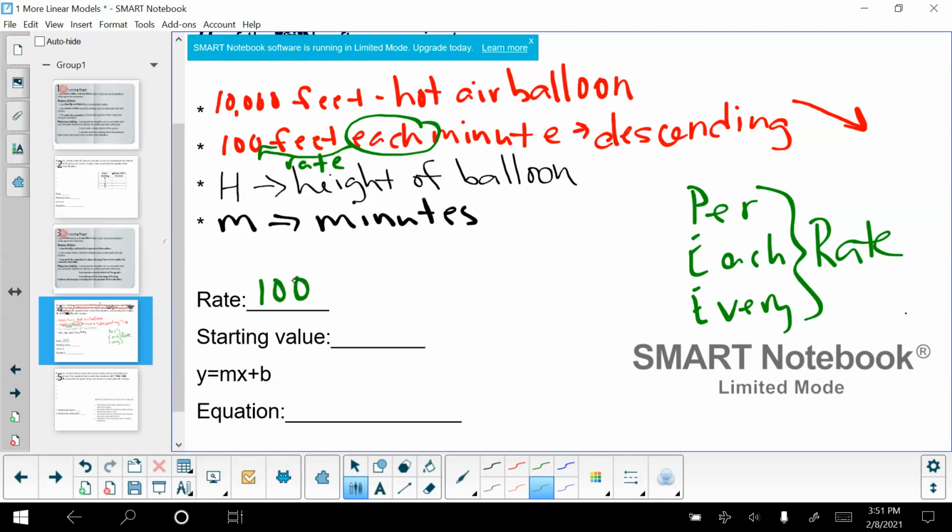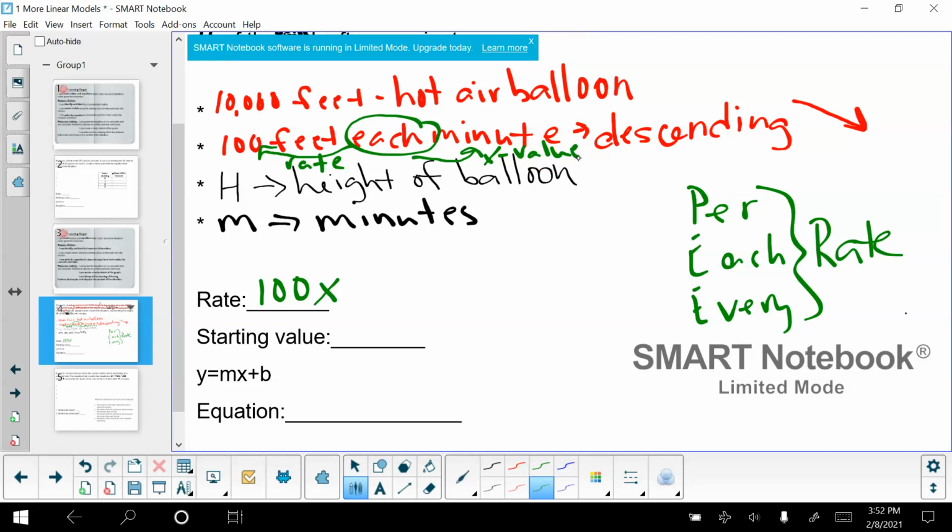And if we remember, we would always put the rate with the x. And I know we're not using x's, but I'm going to go ahead and put the x with it because that's what we're kind of used to. And realize that that's talking about minutes. So this is really what the x value represents.